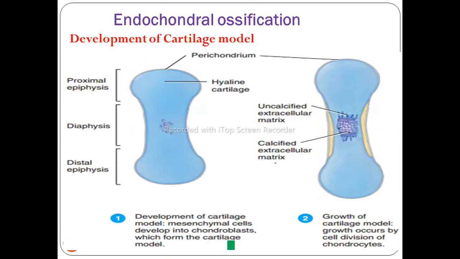The other is endochondral ossification. Endochondral ossification is how long bones and compact bones are produced. So the first step in endochondral ossification is the development of the cartilage model. So this is the cartilage model, this is hyaline cartilage. The outer is periosteum. So this is diaphysis, this is epiphysis, and this is metaphysis. So development of the cartilage model is the first step.